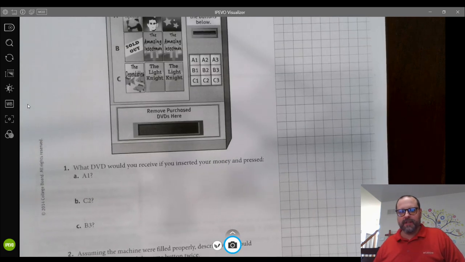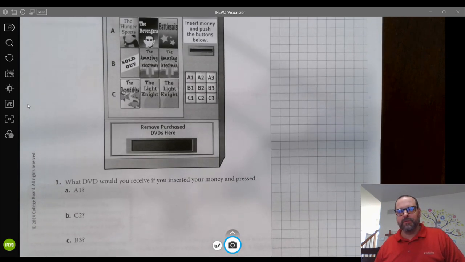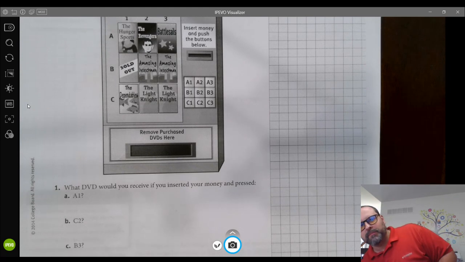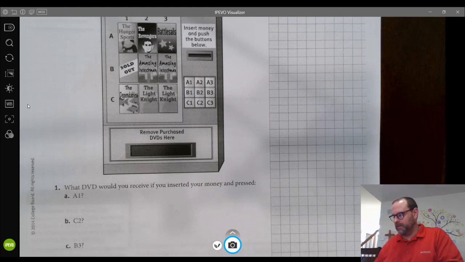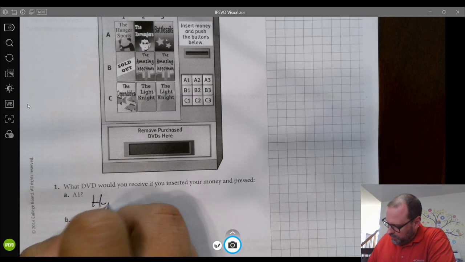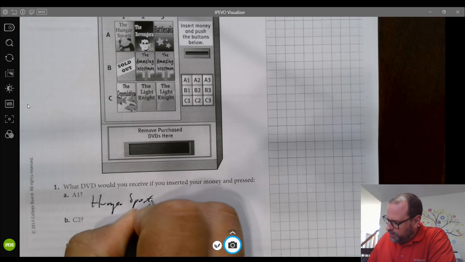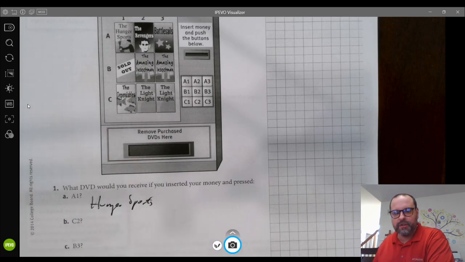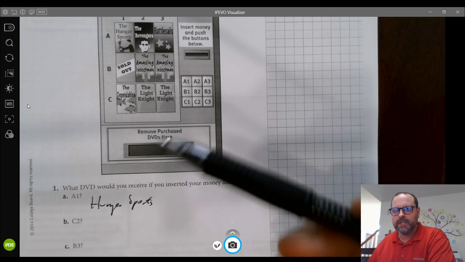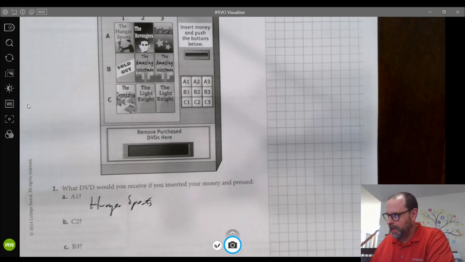So that's the first thing they kind of go through here of what DVD would you receive if you inserted your money and pressed A1. So, you could put hunger sports. So they're just getting you to see that there is a relation there. It gives you an output. Something comes of that when you go to A1.